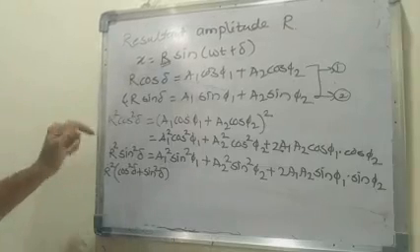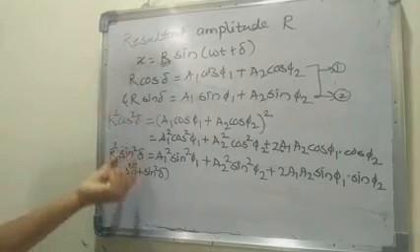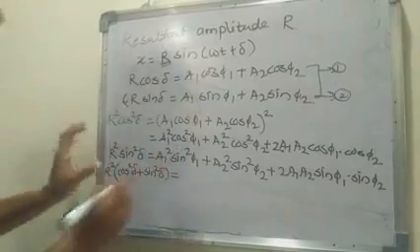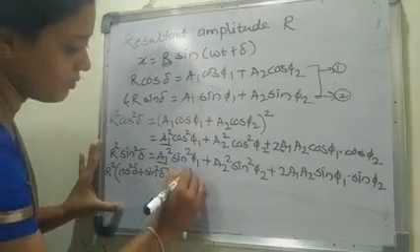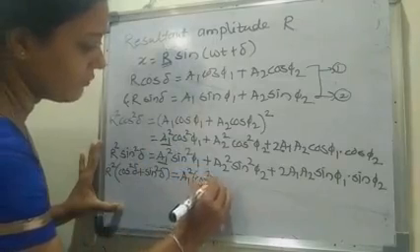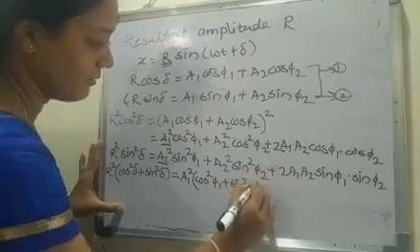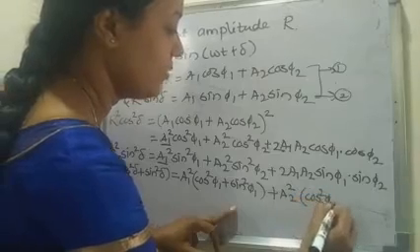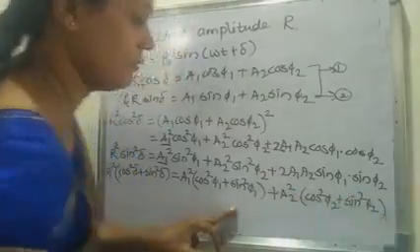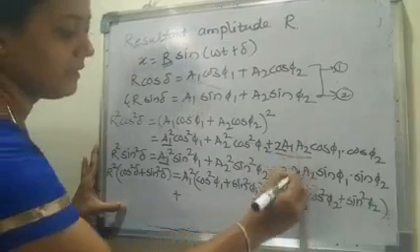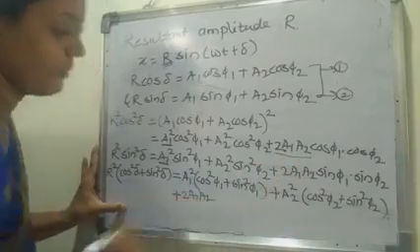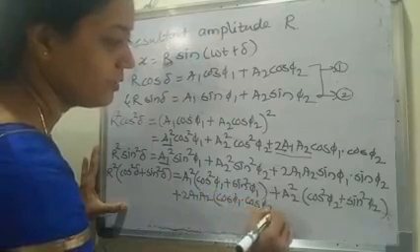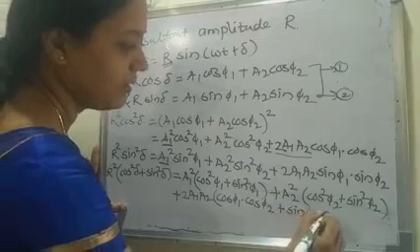From the left hand side term we took R square common, and what remains is cos square delta plus sin square delta. On the right hand side, take out A1 square common inside the bracket: cos square phi 1 plus sin square phi 1, plus again take out A2 square common: cos square phi 2 plus sin square phi 2, plus twice A1 A2 common inside the bracket: cos phi 1 into cos phi 2 plus sin phi 1 into sin phi 2.